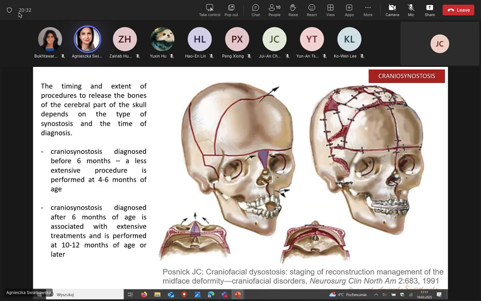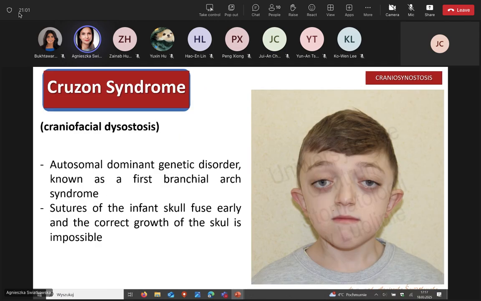The timing and extent of procedure to release the bones of the cerebral part of the skull depends on the type of the synostosis and the time of diagnosis. For cranial synostosis diagnosed before 6 months, a less extensive procedure is performed at 4-6 months of age. Cranial synostosis diagnosed after 6 months of age is associated with extensive treatments and is performed at 10-12 months of age or later.